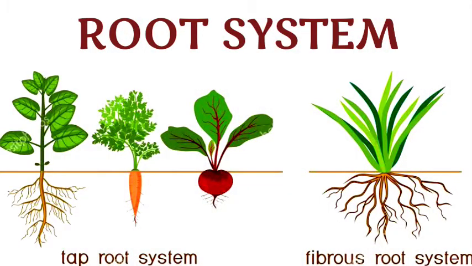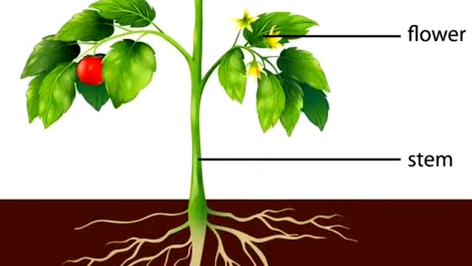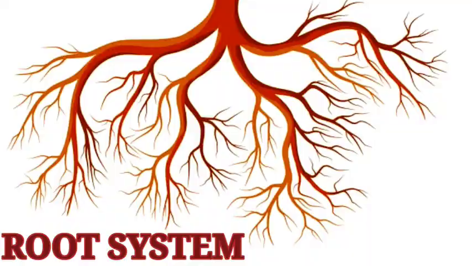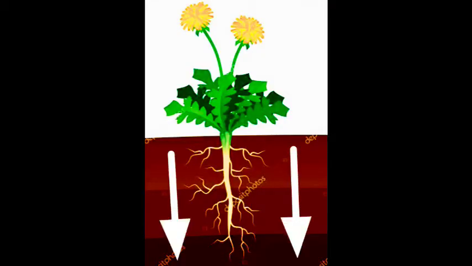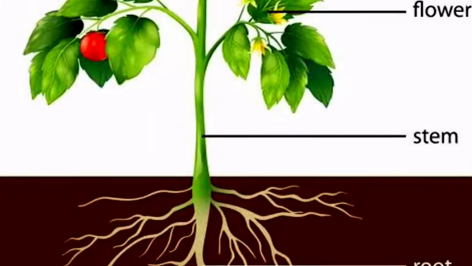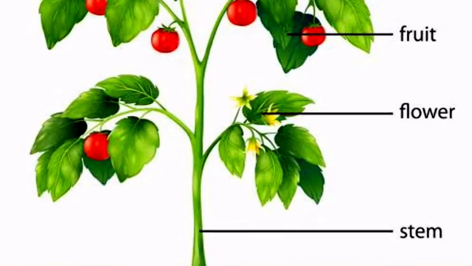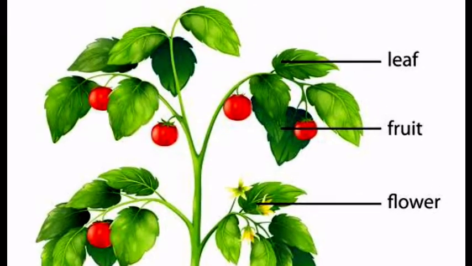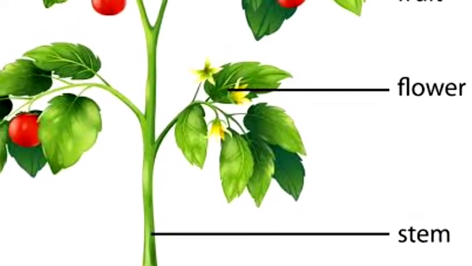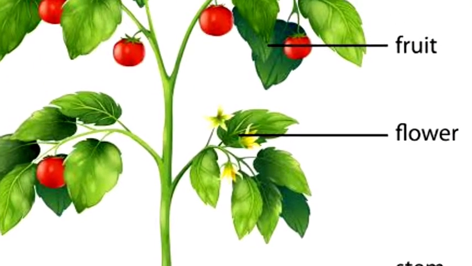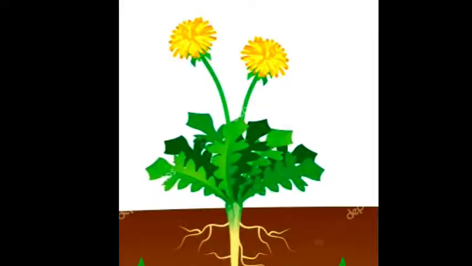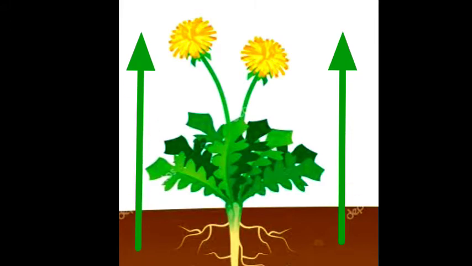Root system, the part of a plant which grows below the soil, is called root system. This grows towards gravity. Shoot system, the part of a plant which grows above the soil, is called shoot system. This includes stem, leaves, fruits, flowers, etc. Shoot system grows against gravity.